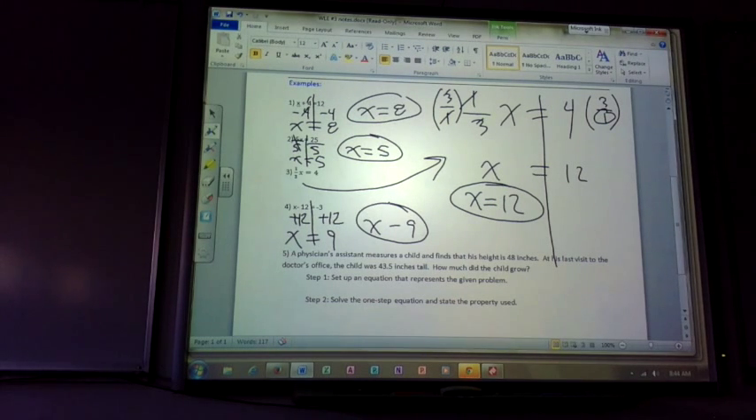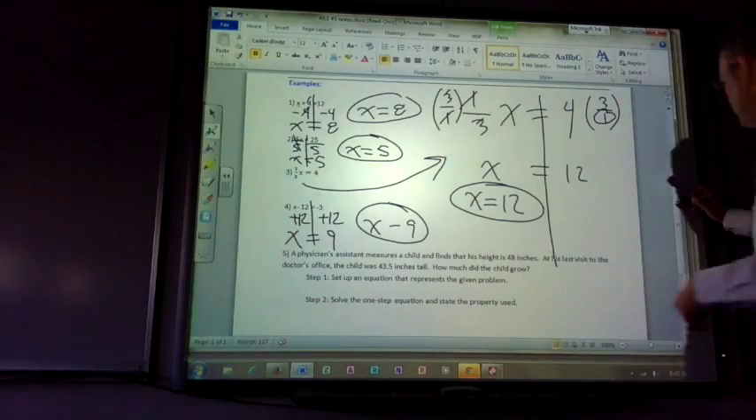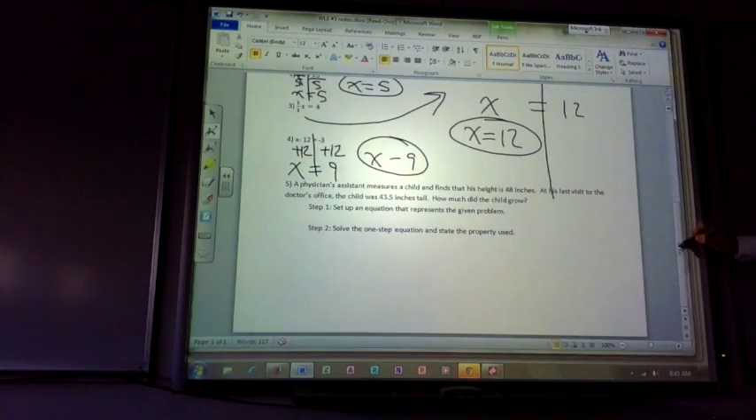Can I move on? And if so, can I erase what I have up there? Or I wonder if this works. Oh, that works. I don't even have to erase. Cool. Okay. I think this is the very last example.